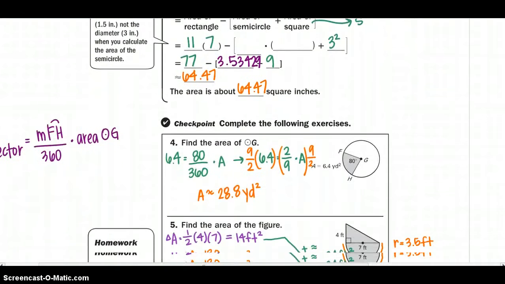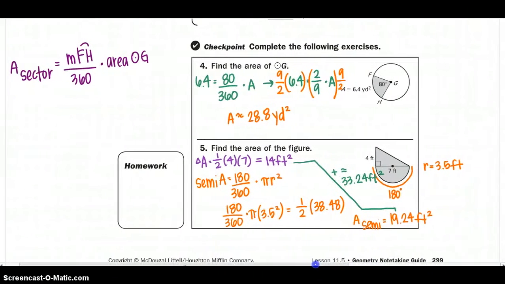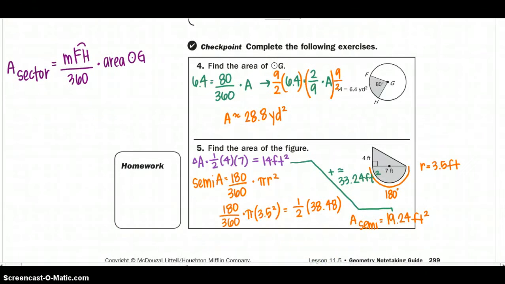Alright, so we are done, crazy enough, with our lesson. So go ahead and do 4 and 5, practice on your sectors and the area of your sector, and then you can check your work with mine.